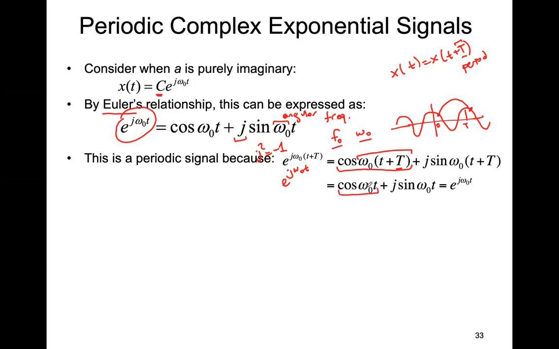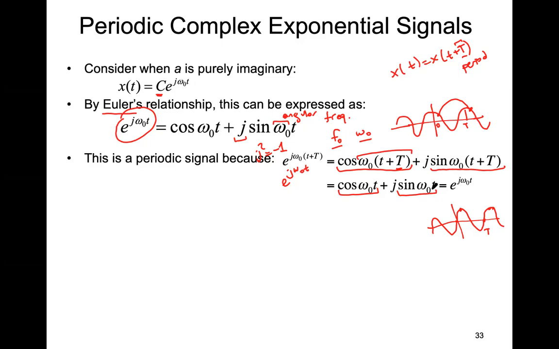Because cosine omega 0 is periodic, after T seconds it will repeat itself and come to the same point. Same thing for sine waves. A sine wave is something like this, and this will be my period. This is t. Let's say this is x of t, and this is x of t plus capital T. So again, sine omega 0 t is periodic, so sin(omega 0 t plus T) will be equal to sin(omega 0 t).